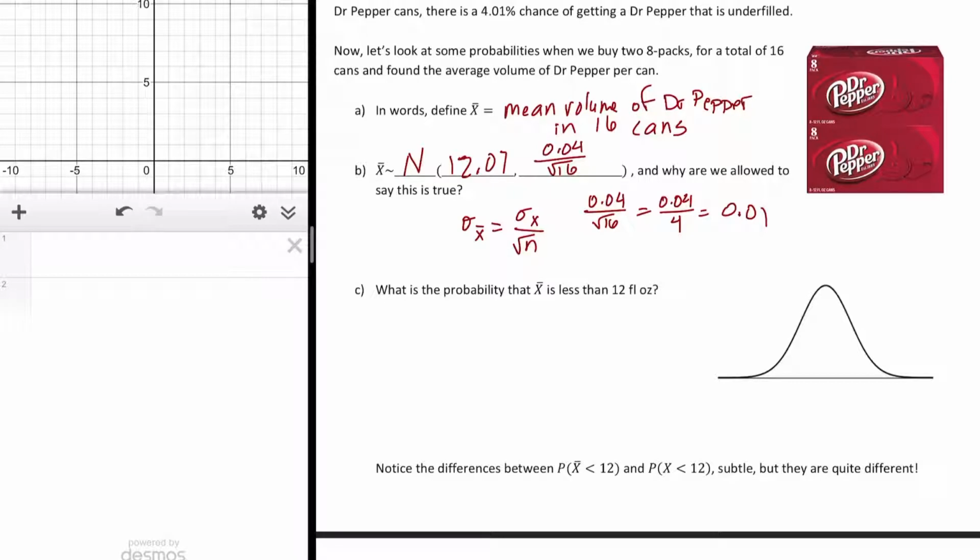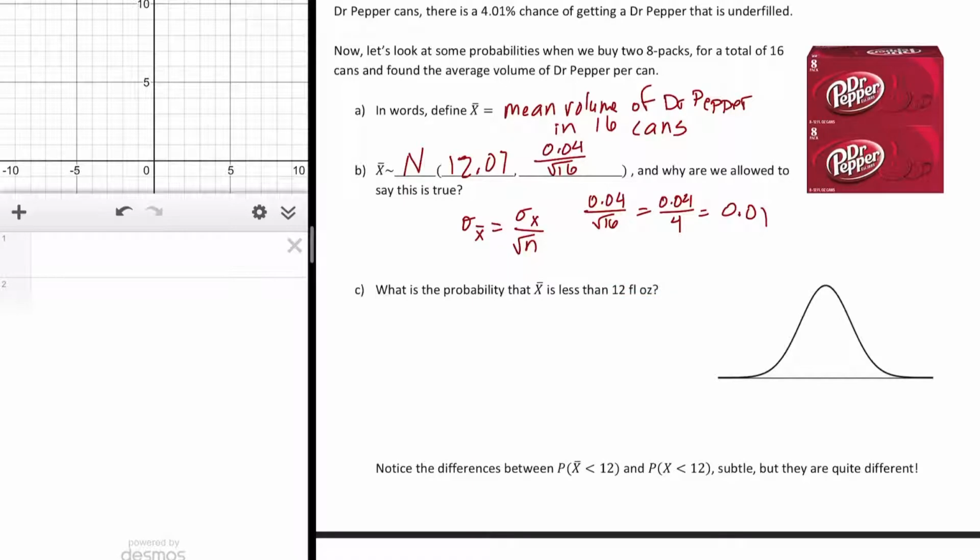Pepper, and then you figure out how much total Dr. Pepper there is. You divide it across the 16 cans, so you find the average. What's the probability that this average will be less than 12 ounces?